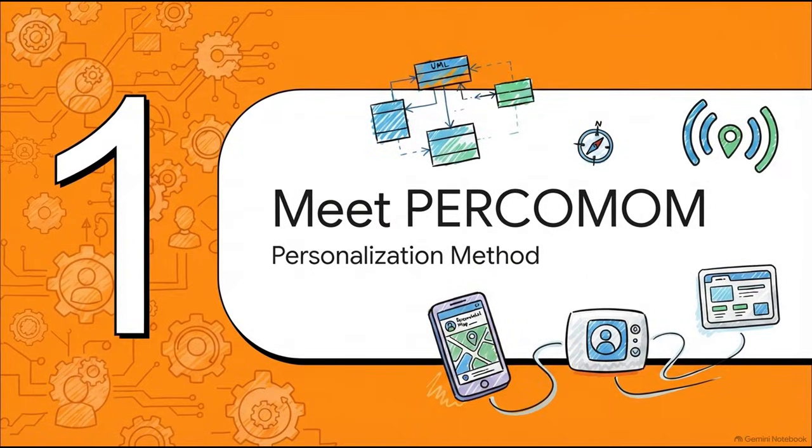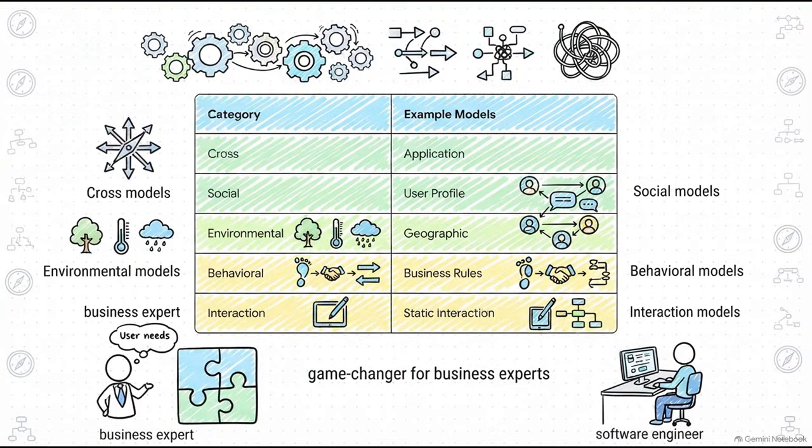Moving on to Section 1. Meet PERCOM. Now, what's really fascinating about this next framework is how it solves the absolute nightmare of trying to hard code every single possible context scenario into an app. It's a method developed by researchers called PERCOM that stands for Personalization and Conceptual Modeling Method. And PERCOM is brilliant because it takes this highly complex, daunting 14-model system and organizes it into 5 really neat logical categories. You've got cross models, social models, environmental models, behavioral models, and interaction models.